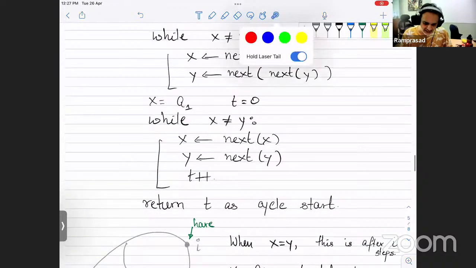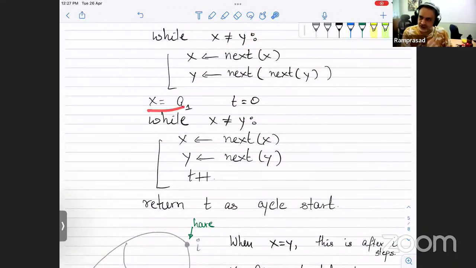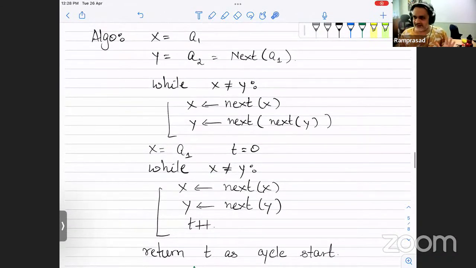And that's what the second step of the algorithm is. The second part of the algorithm basically says, okay, now let's move the tortoise back to the start. And let's ask both the hare and the tortoise to just keep moving one step until they meet. And when they meet, you're at the start of the cycle, and the initial tail was of length t. Okay, is the description of the algorithm clear?